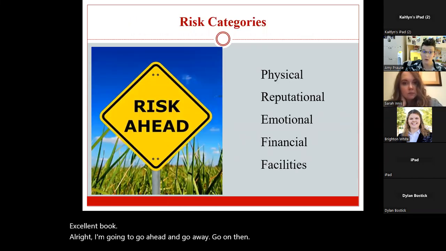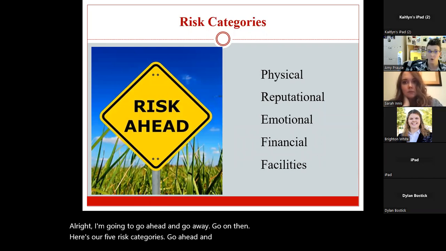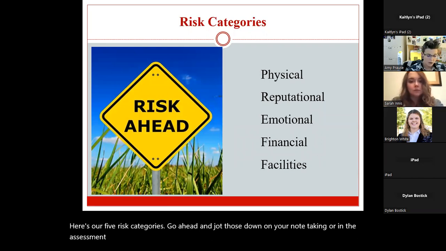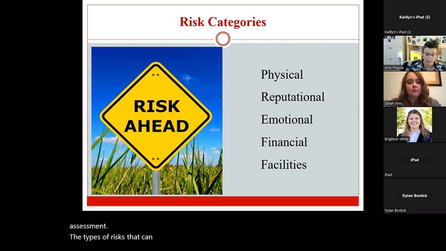Here are our 5 risk categories. Go ahead and jot those down on your note-taking sheet or in the assessment. The types of risks that can occur within student organizations fall into 5 broad categories.